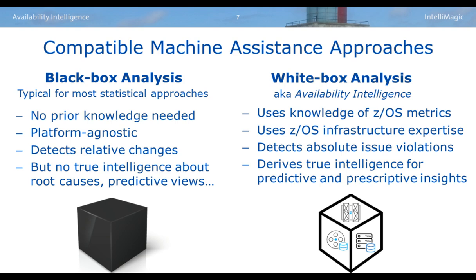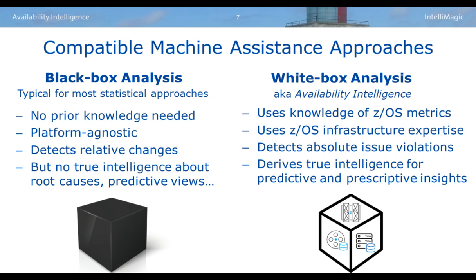So we also talk about white box analysis, and we've been working in this particular area for well over a decade now. And this gives you visibility and understanding of what's going on in the infrastructure itself built into the analysis. We call this availability intelligence because it's deriving intelligence out of the data for the risks to availability from the infrastructure perspective for particular applications that you're running. It requires a knowledge of what the z/OS metrics are and what they mean, and infrastructure expertise to be able to say, is this a good value or a risky value for this part of the infrastructure?